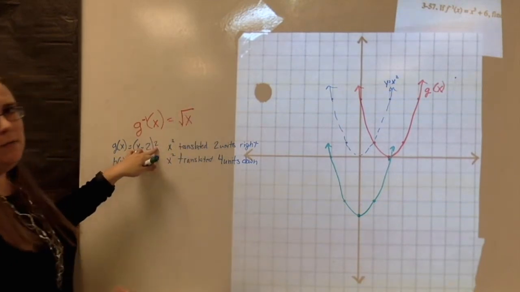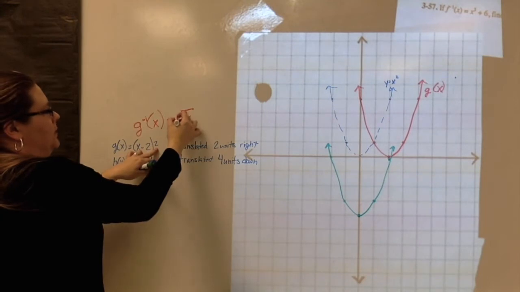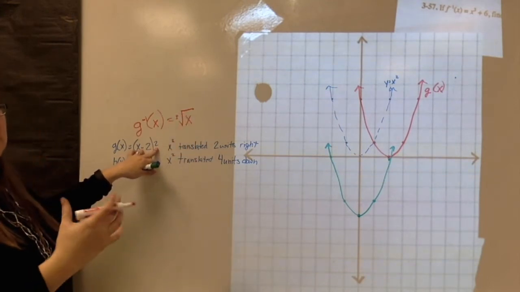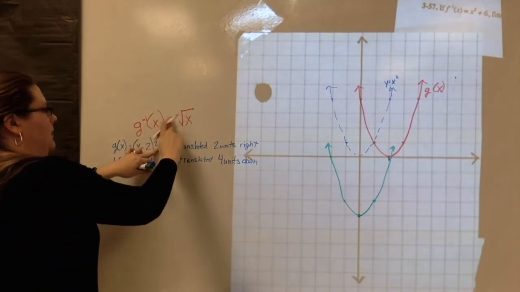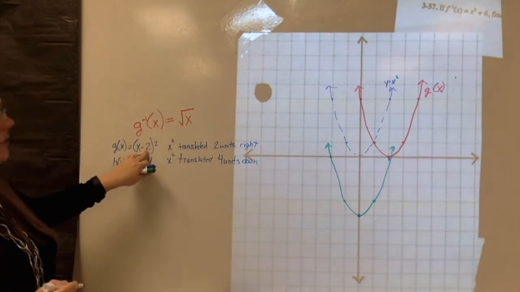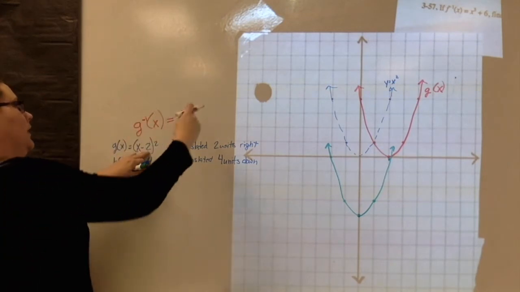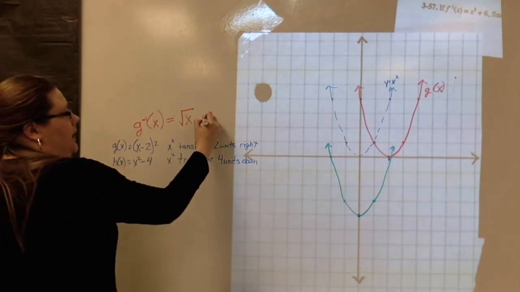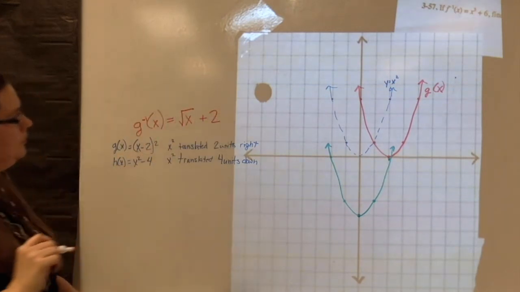And remember, anytime you take the square root, you end up with a positive or negative, but we know that we're going to need to restrict the range anyway, so we'll just keep it positive. Okay? The first thing that was done to the g of x equation is minus 2. So the last thing that we're going to do to the inverse is adding 2. Okay?